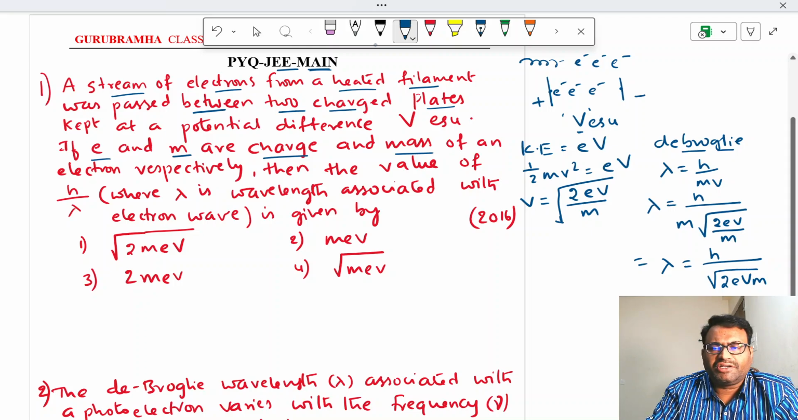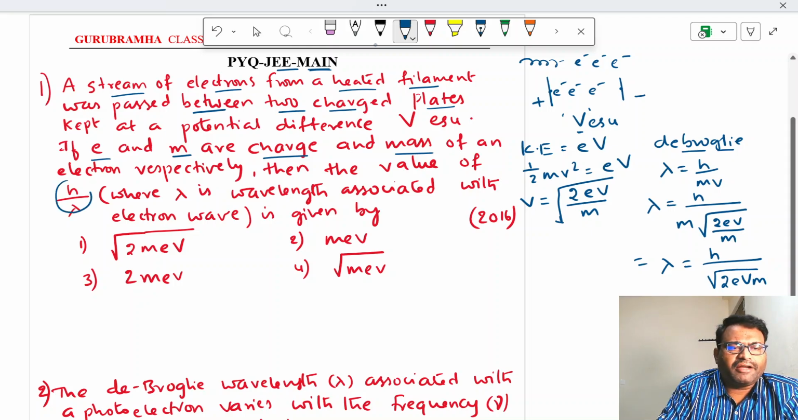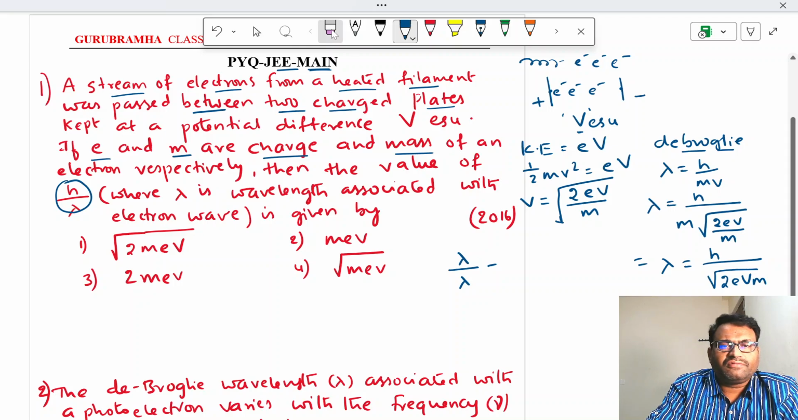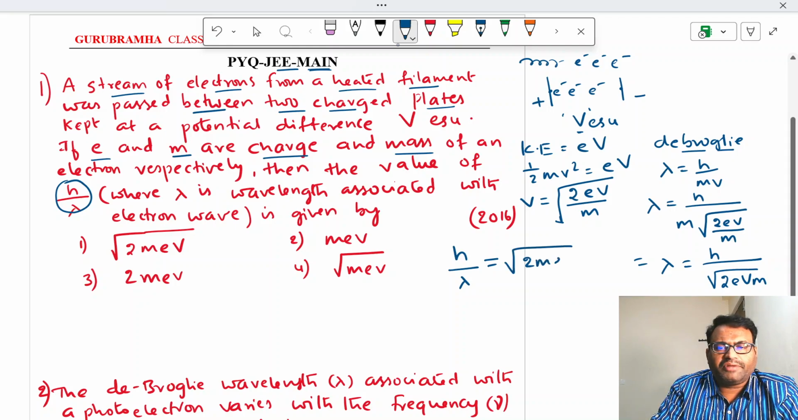What are you asked? H by lambda is asked. Then what do you get? H by lambda will be equal to root of 2meV. So we have rewritten this equation. So what will be the answer? The first option.